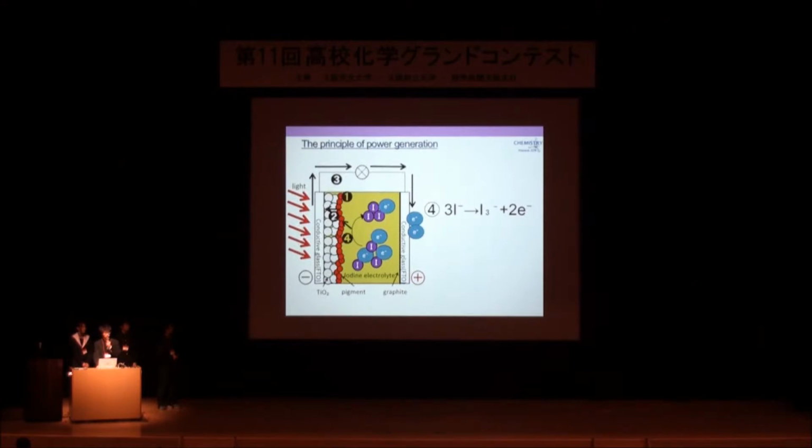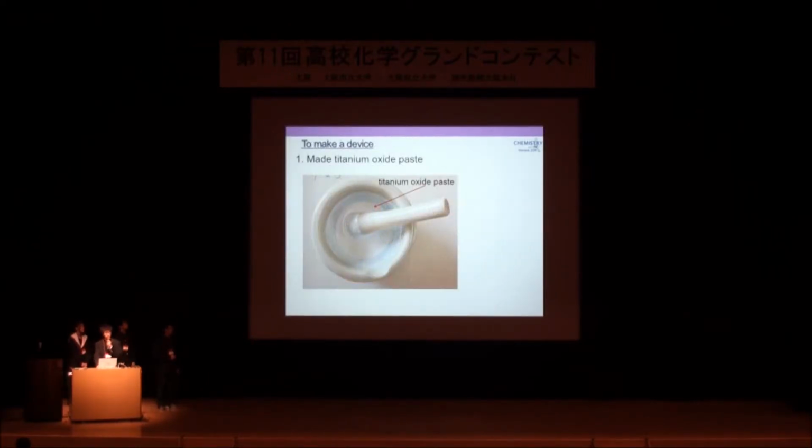Iodide ions change to triiodide ions. Triiodide ions receive electrons at the cathode and become iodide ions again. This reaction occurs over and over again, and DSC generates electricity. I will tell you how to make DSC.